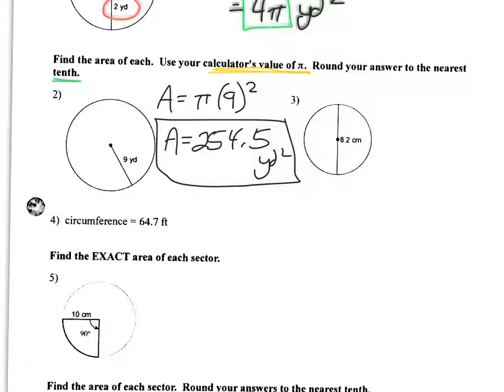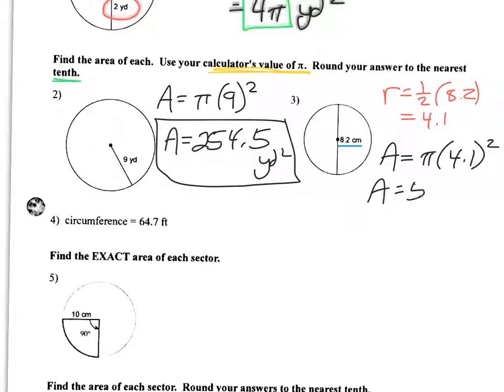Okay, what about this next one? Well, 8.2, that's the diameter. Remember, the radius is half the diameter. So 1/2 of 8.2. So the radius is 4.1. Then I use the formula. Pi times 4.1 squared. So again, just use the calculator. And I get 52.8. And then that's centimeters squared.